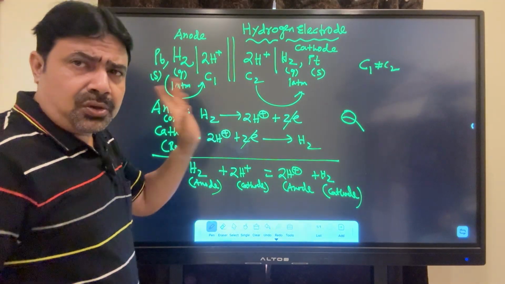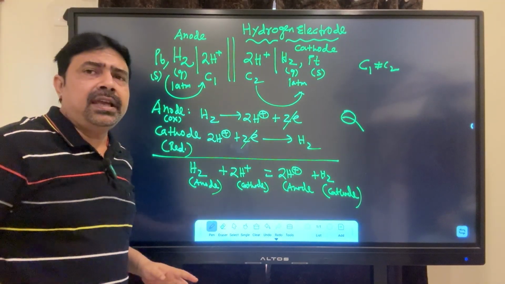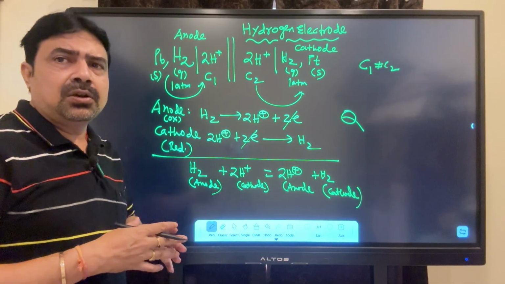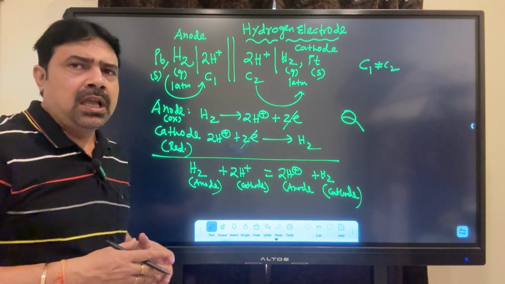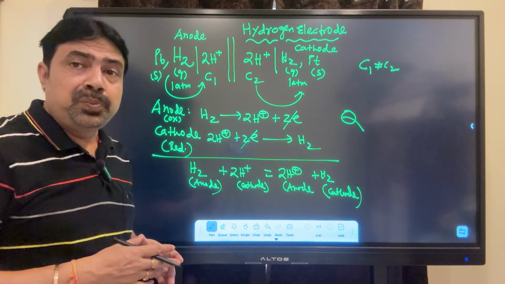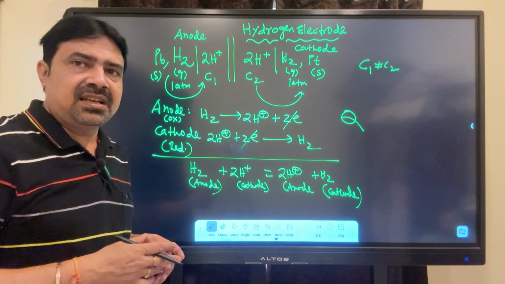Now in electrochemistry, whatever reaction quotient we utilize, in maximum cases, like with chlorine gas, we use H2 to H plus, Cl2 to Cl minus, generally that Q will be QPC, that means in terms of pressure and concentration.